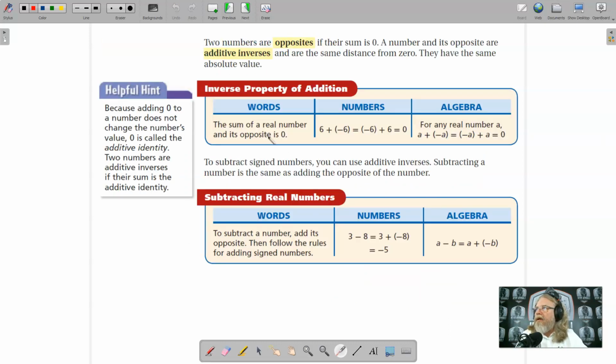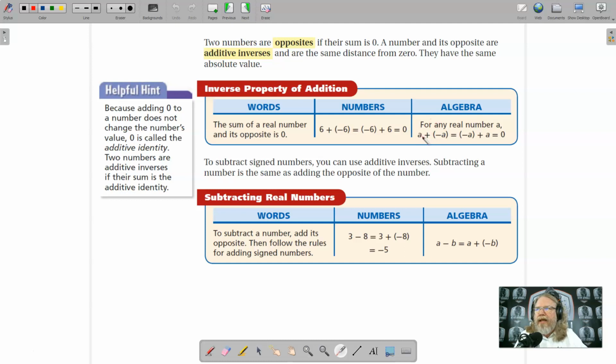So moving along, we see two numbers are opposites if their sum is 0. A number and its opposite are additive inverses, and they are the same distance from 0. They have the same absolute value. So in words, we say that the sum of a real number and its opposite is 0. An example using numbers is that 6 plus negative 6 is equal to negative 6 plus 6, and both times it's going to come up 0.